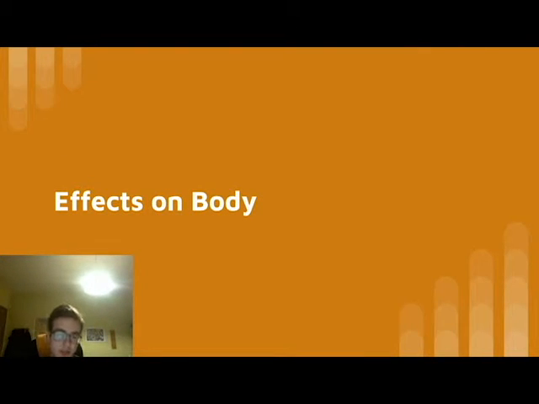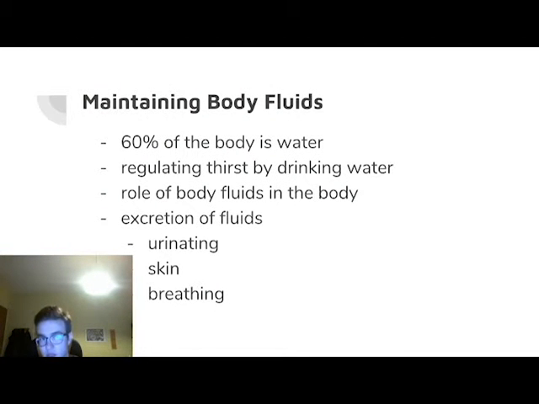Now let's get to the effects on the body. First of all, an important effect of water on the body is maintaining body fluids. Since 60% of our body is water, we need to be sure that we have enough water in our body.